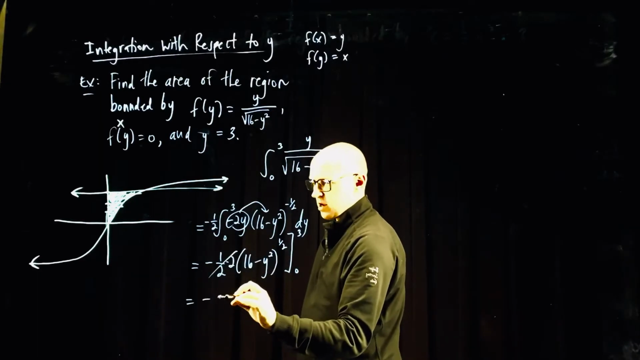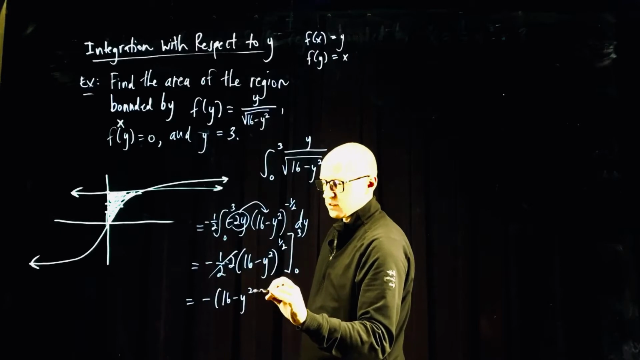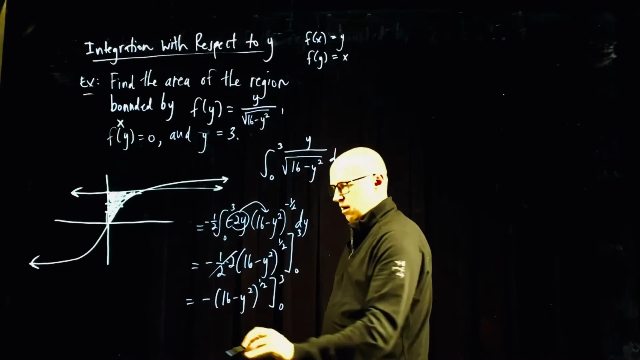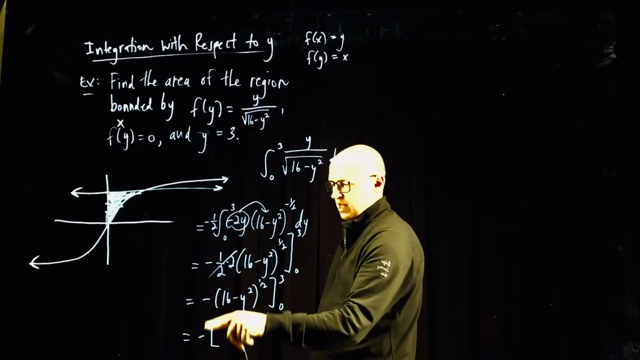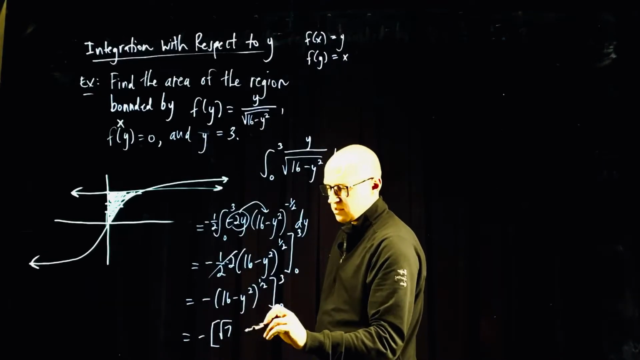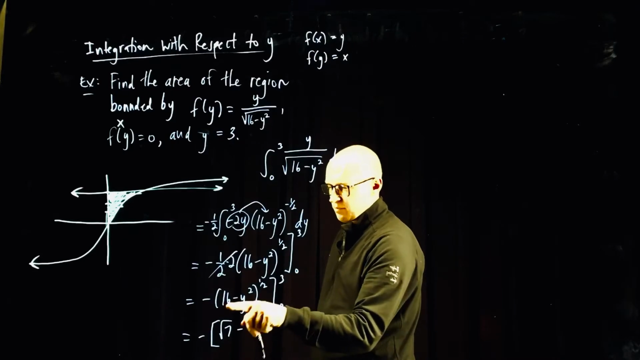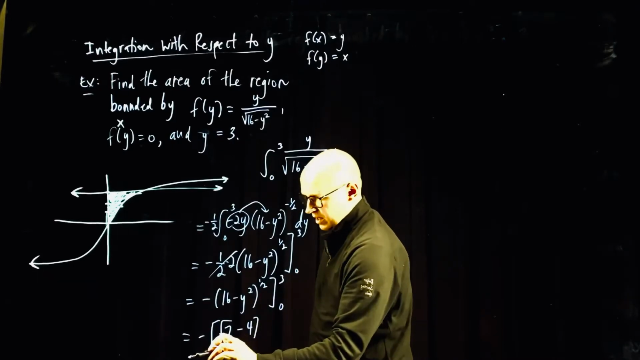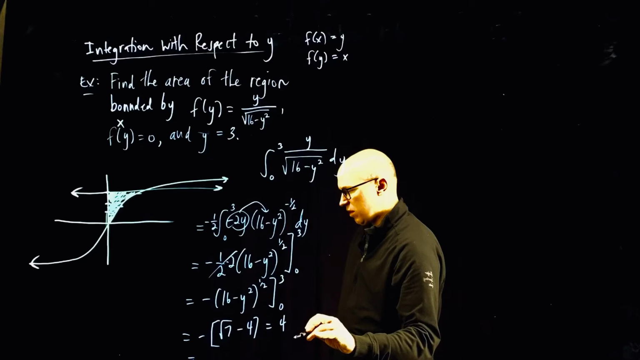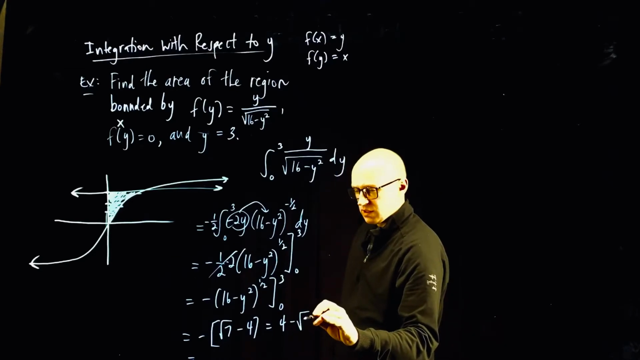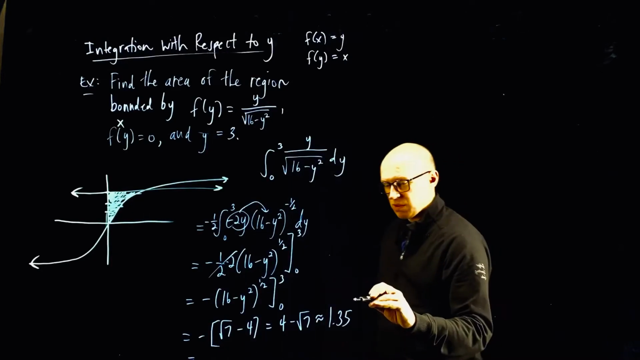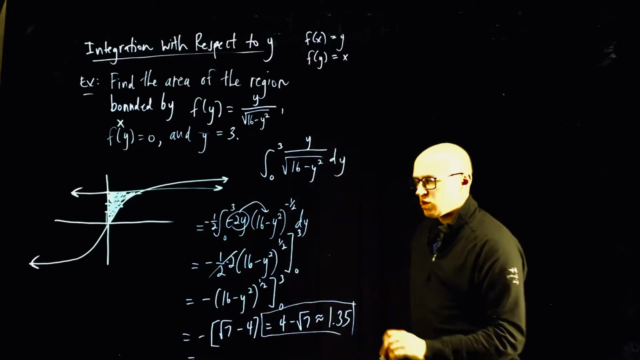This is going to cross off, and I'll be left with negative 16 minus y squared to the 1/2 from 0 to 3. All right, let's plug it in. I'm going to take that negative out and put it on the outside. Plug in 3 would be 16 minus 9, which is square root of 7. Minus, plug in 0, I'm going to end up with square root of 16, which is 4. So in the end, these negatives make it 4 minus root 7, and that is approximately 1.35 something. I should have gone a third decimal place, but I don't have my calculator with me. So this is what we get, friends.